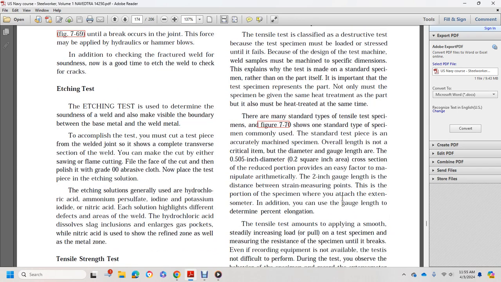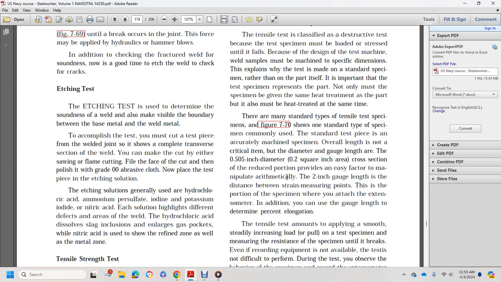There are many standard types of tensile test specimens. Figure 770 shows one standard type of specimen commonly used. It is a standard test piece of accurately machined specimen. Overall length is not a critical item, but the diameter, gauge length, and radius are. A diameter of 0.505 inch, or 2/10 of a square inch cross section in the reduced portion, provides an easy factor for maintaining or calculating arithmetically.